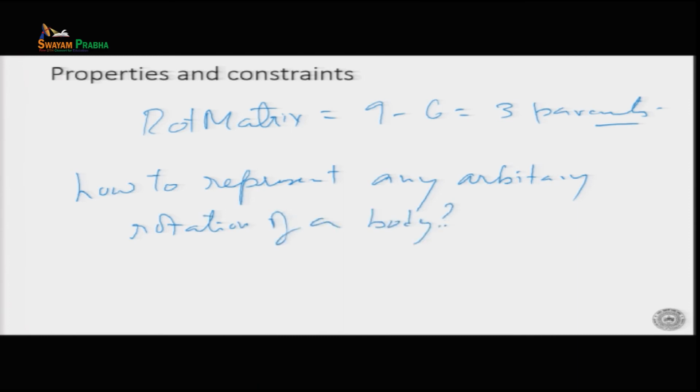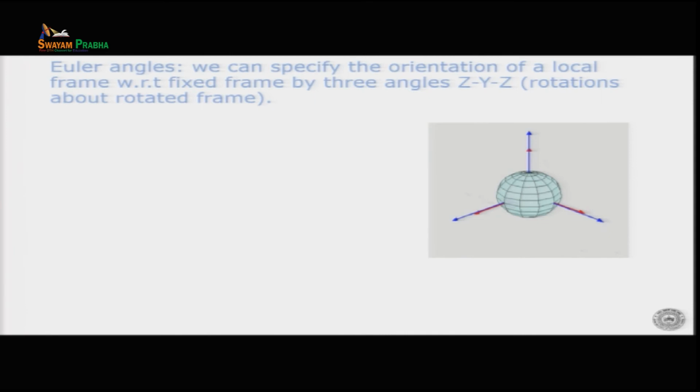Okay. So, this is something that we need to look at. There are different ways by which we can represent any arbitrary rotation. For example, we can have Euler angles. We can specify the orientation of a local frame with respect to a fixed frame by 3 angles, which are called the z, y, and z rotations about the rotated frame. Please note that this is my x axis, this is my y axis, and this is my z axis.